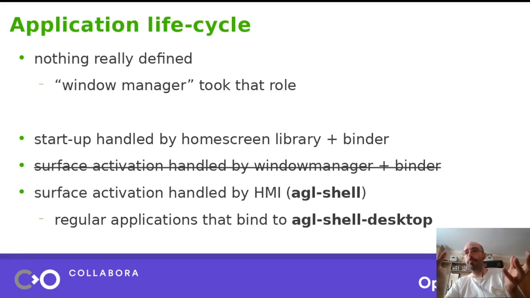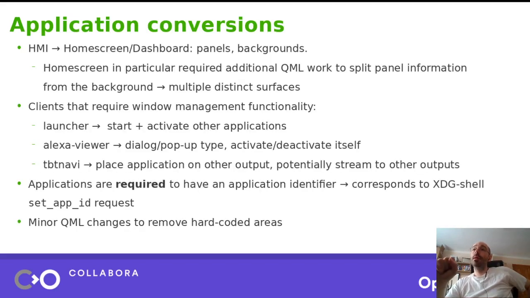Now the window manager will no longer be needed, neither its binder, so the activation is handled directly by the HMI with the AGL shell private extension, or by regular applications that bind to the AGL shell desktop private extension. In terms of application conversion, home screen obviously binds to the AGL shell private extensions that allow it to set panels and backgrounds.